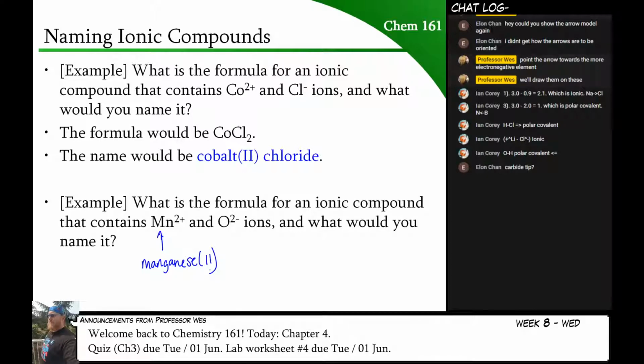So for this ion, if we look it up on the periodic table, it's manganese, and its charge is 2, so I wrote manganese 2. And then this is oxide, and that's the name. As for the formula, the charges already balance out, so I can just put them together. And I get MnO.